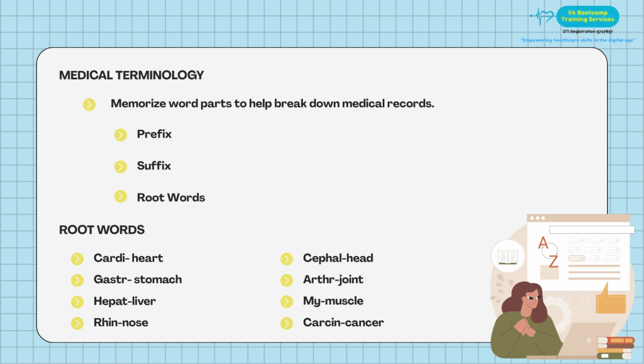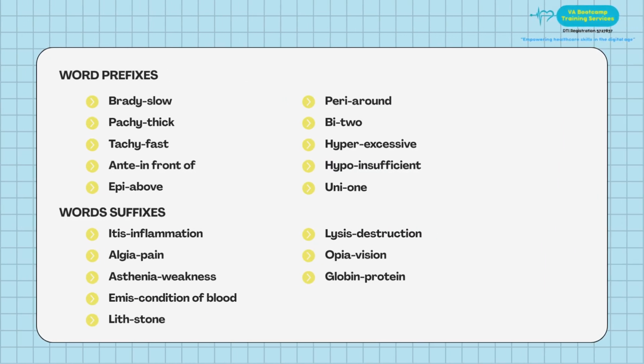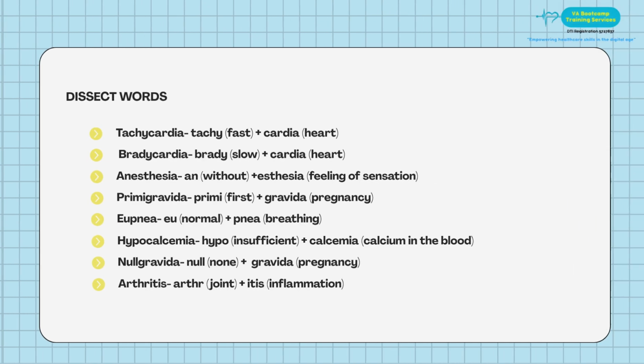It consists of prefixes, root words, and suffixes that help form precise medical terms. Here are some examples of root words: cardi, heart; gastro, stomach; hepat, liver; rhin, nose; cephalon, head; arthr, joint; my, muscle; carcin, cancer.